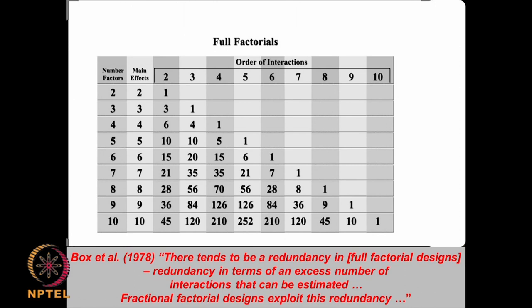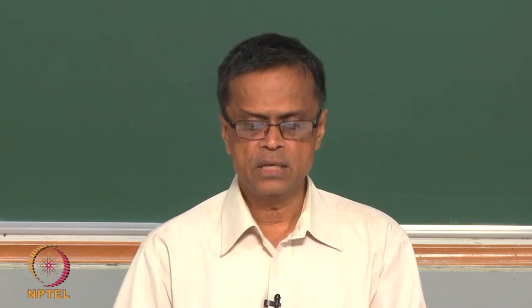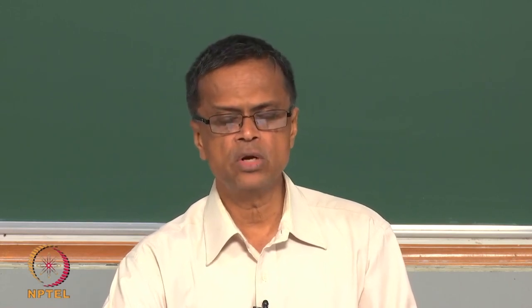If it is ABCD, we are interested in main effects like A, B, C, D, and then we are interested in AB, AC, AD, BC, BD, CD. We are not interested in ABC. That is very rarely going to happen, so it is not generally observed in many situations. That is why one goes about doing something called fractional factorial studies.